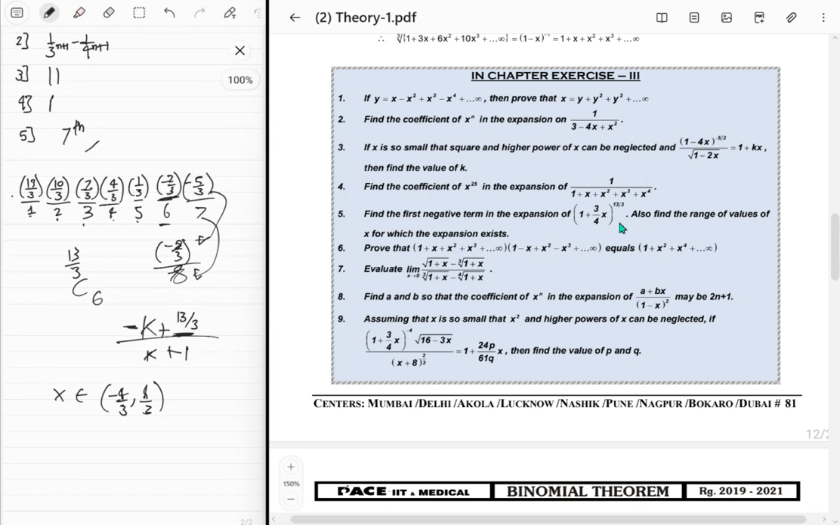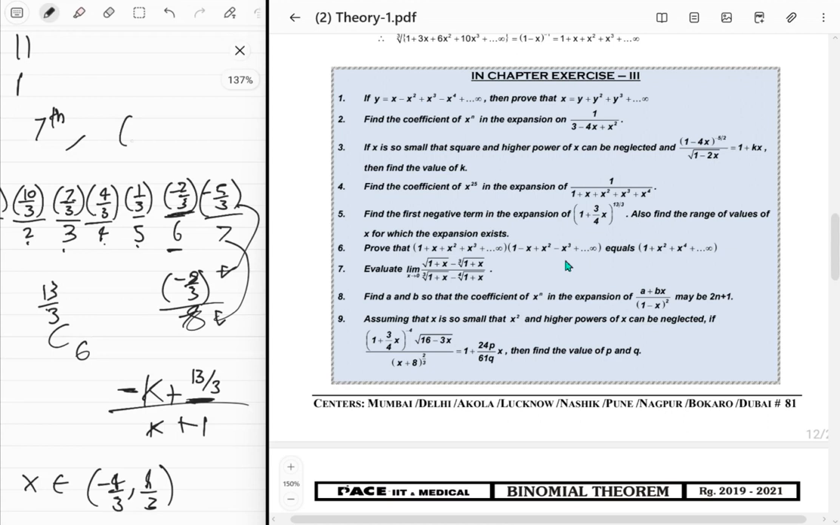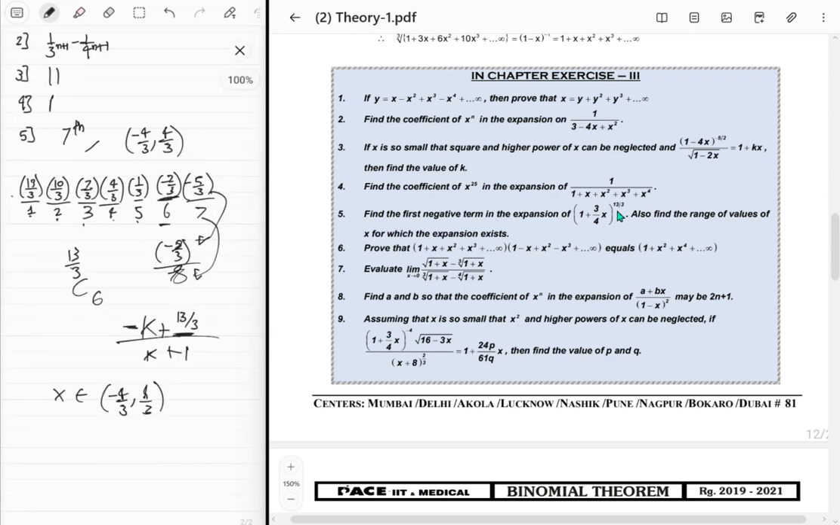Also find the range of values of x for which this expression exists. So in fact, I mean, you could just apply this to any kind of exponent and it will still work, most likely. Right. It should make sense.